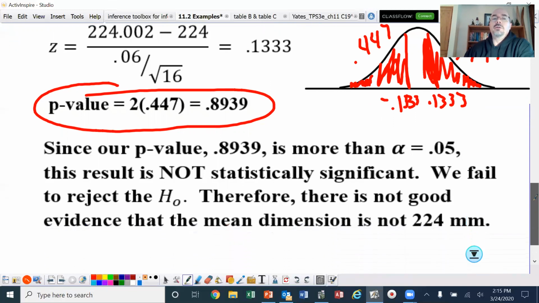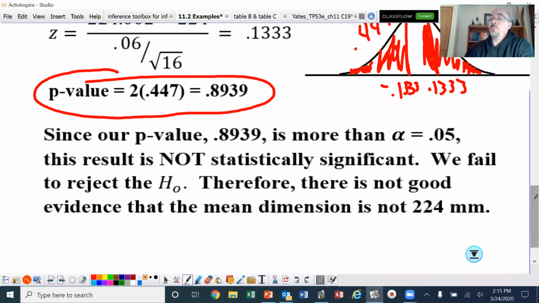Okay, well that's rather large. Since the p-value is really large, it's way bigger than alpha 0.05. This result is not statistically significant. Now, you say we fail to reject the null hypothesis. Never, ever, ever say anything about accepting the alternative. There are things that we're going to say about it, but don't ever say that. So we fail to reject it. Therefore, there is no good evidence that the mean dimension is not 224.